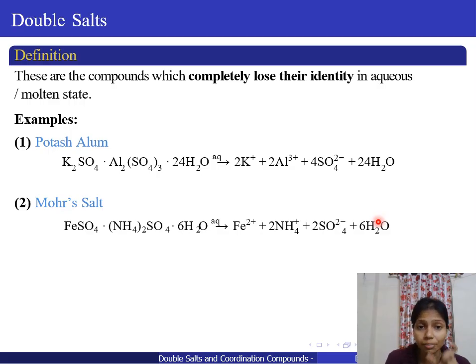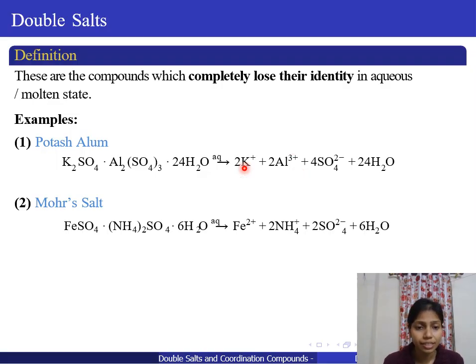Double salts, by definition, are compounds which completely lose their identity in aqueous or molten state. This means the crystals of the salt, let's say this is potash alum, if dissolved again in water, will dissociate into all their constituent ions. Water will not dissociate because it is a covalent compound. These are ionic salts, and they will again dissociate into all their constituent ions. So that means it is losing its identity. It is completely dissociating, right?